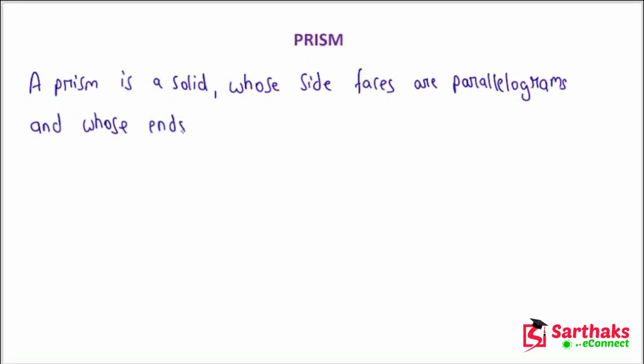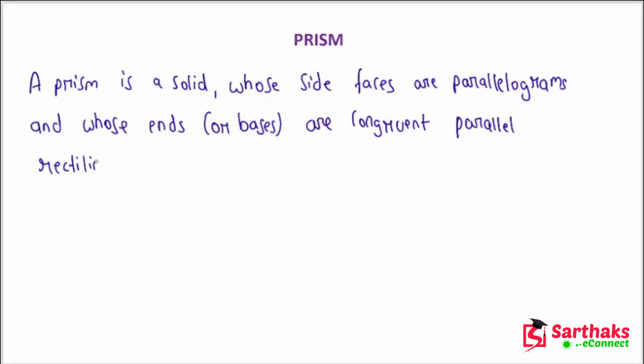And whose ends, or you can say bases, like there is no top, we call both of them bases, are congruent parallel rectilinear figures. That is basically planar figures, right? It can be a polygon, it can be a triangle. On the basis of those only we are going to divide prism into certain categories.